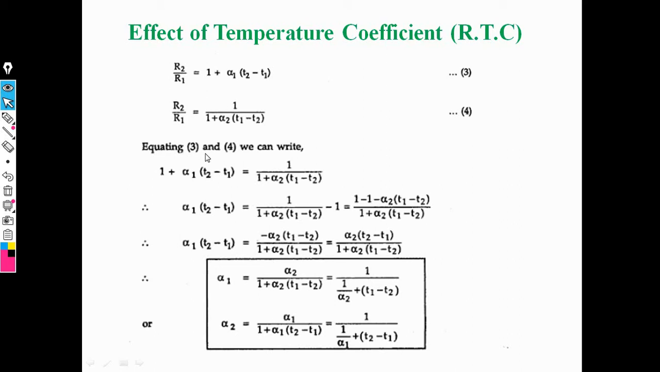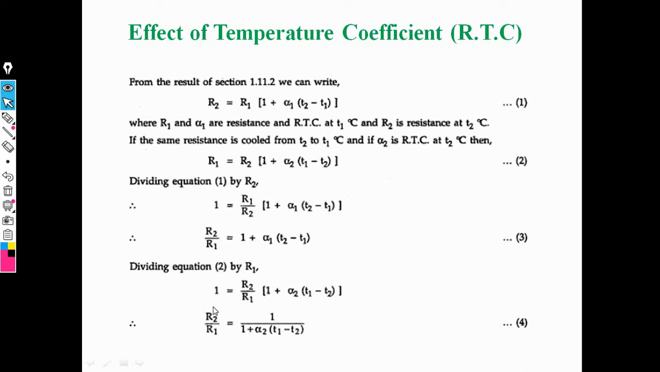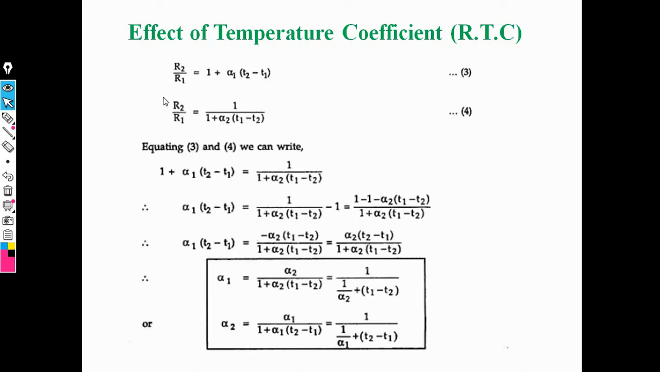Now equating equation numbers 3 and 4: the left hand side is the same in both, so the right hand sides are also equal. That is, 1 + alpha1(T2 - T1) = 1 upon (1 + alpha2(T1 - T2)). Then alpha1(T2 - T1) as it is, equals 1 upon (1 + alpha2(T1 - T2)) minus 1.